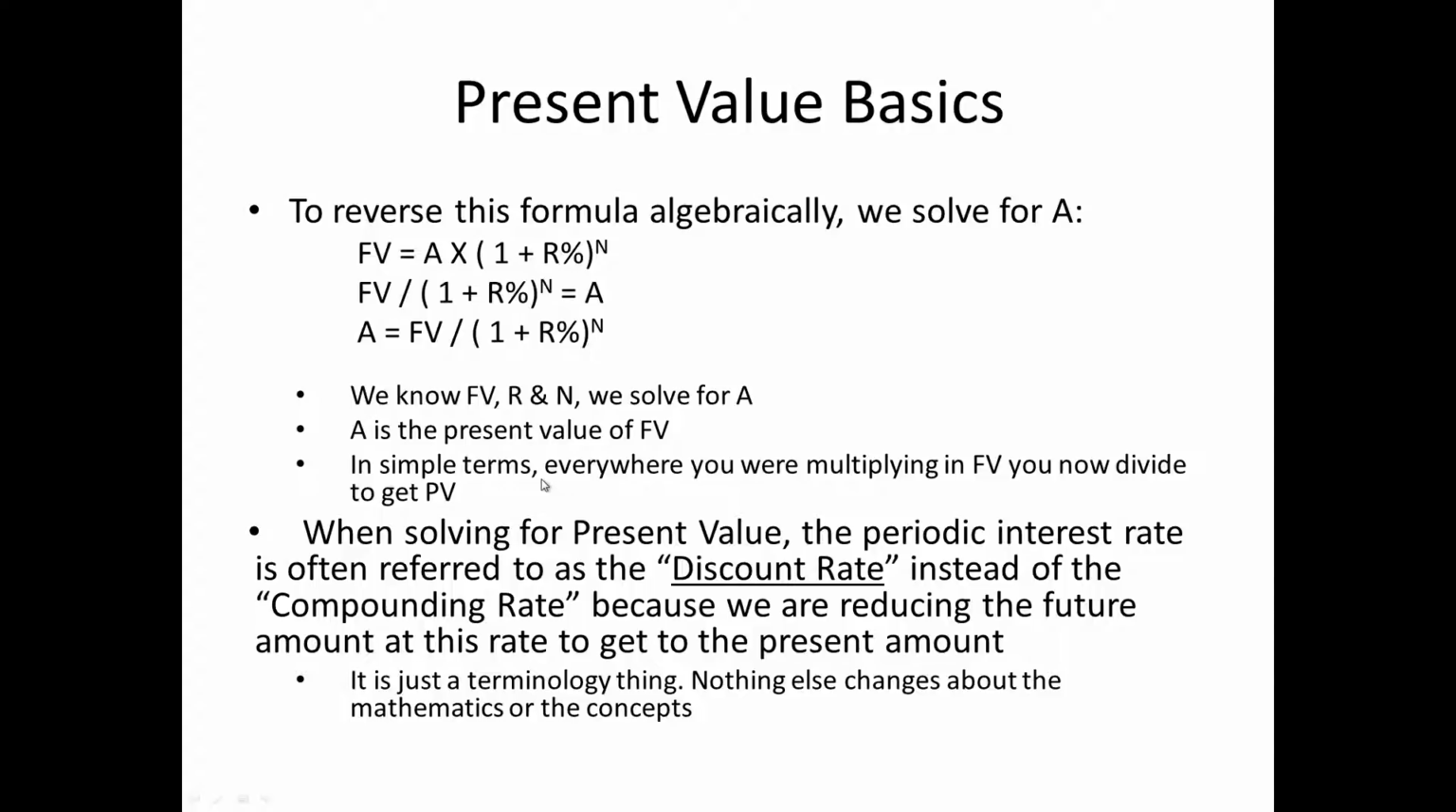And that is present value. A little bit of terminology here. When you are solving for present value, sometimes the periodic interest rate is referred to as the discount rate. It's a discount rate instead of a compounding rate. In future value, we call it the compounding rate. Here, you're reducing the future amount at this rate to get it back to the present. And so you're discounting the future value back to the present value. I don't want you to be thrown by that. That is just a terminology thing. The rate gets determined all the same way throughout. Nothing else changes.